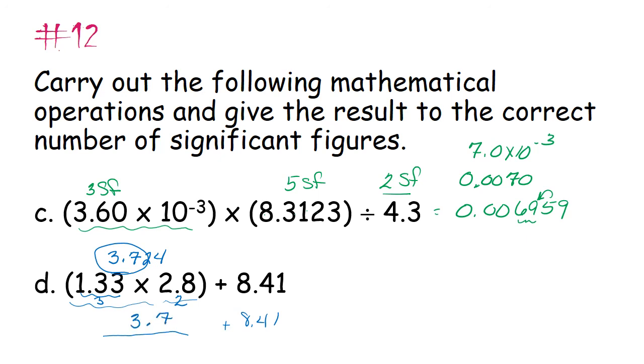Now, when we add it to the 8.41, we are using the rules of addition. And the rules of addition say look at decimal places. This term has 1 decimal place. This term has 2 decimal places. So your final answer, 1 decimal place. You should end up with 12.1.